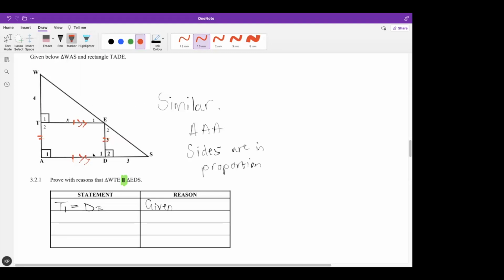Parallel sides. Okay, so we have parallel lines, right? So we can use these parallel lines to get another angle to be equal. Does anybody else see it? It took Simone and I a while. We were both like, what?